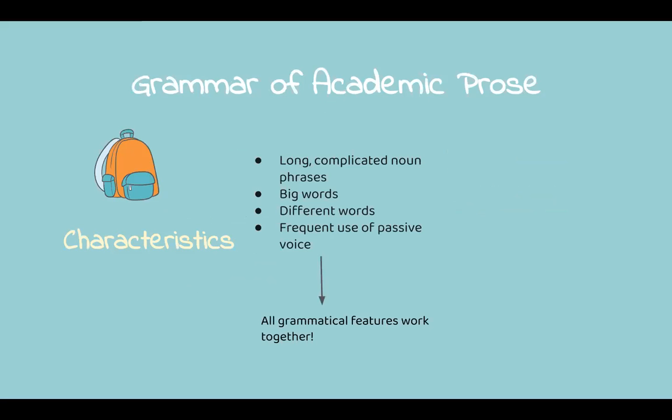And next, I will talk about the grammar of academic prose. First, I want to talk about what characterizes academic prose in terms of grammatical features. These include long complex noun phrases, big words, different words, and frequent use of passive voice, and so on. It is noun-heavy, but it does not mean such writing only consists of nouns. Rather, it is made up of different grammatical features all functioning together.